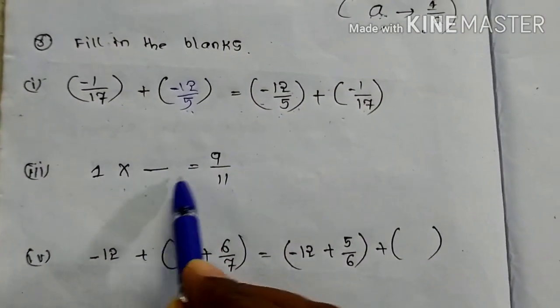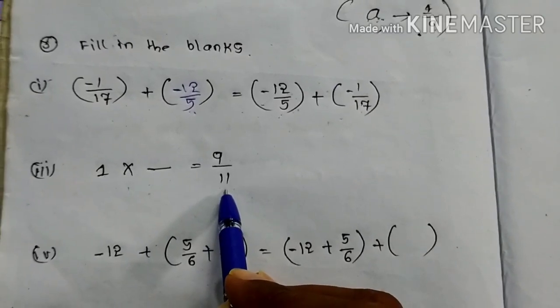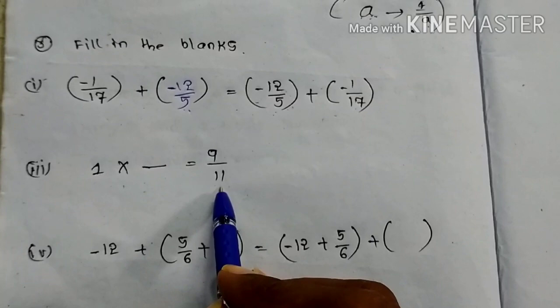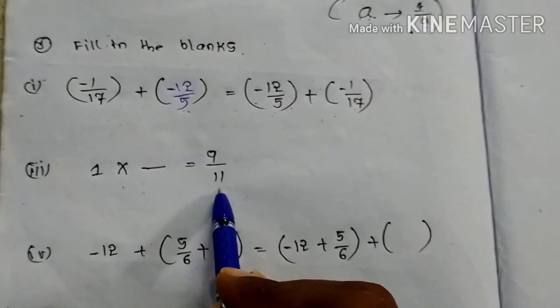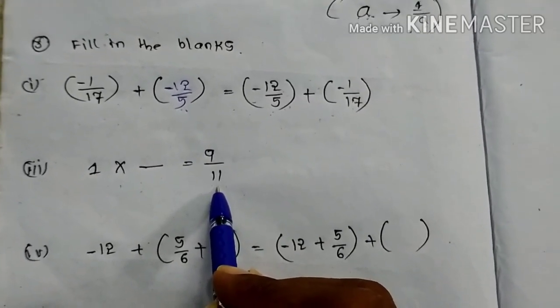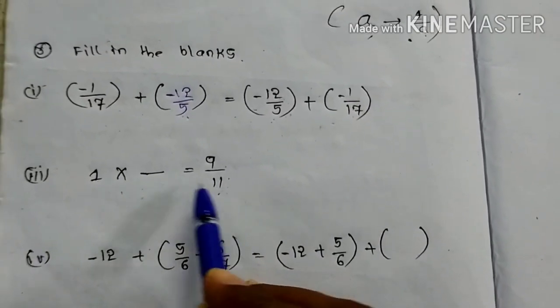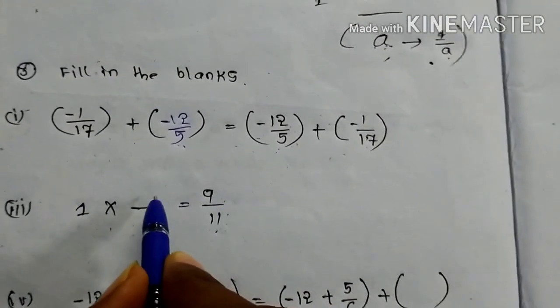Next one: 1 into dash is equal to 9 by 11. Just now we have discussed this: 1 is called the multiplicative identity. Yes or no? 1 into A is equal to A only. So whatever you have here, that one only you write there: 9 by 11.